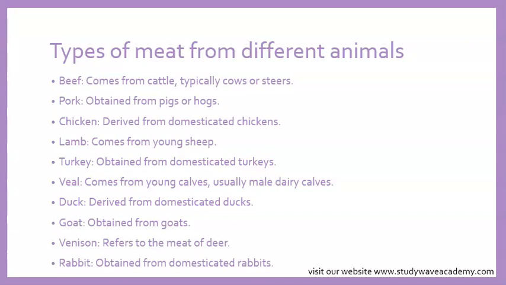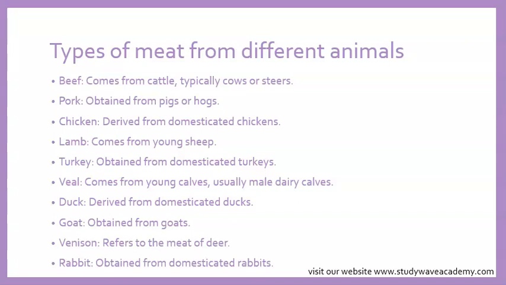We also have duck, derived from domesticated ducks. Another type of meat we have is goat, obtained from goats. We also have venison, which refers to the meat of deer. And lastly, we have rabbit, obtained from domesticated rabbits. So these are the types of meat from different animals: beef, pork, chicken, lamb, turkey, veal, duck, goat, venison, and rabbit.